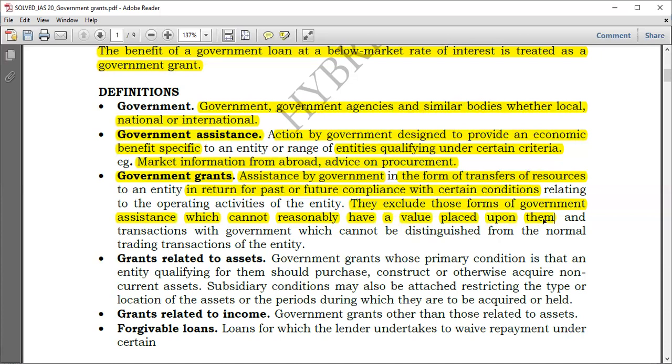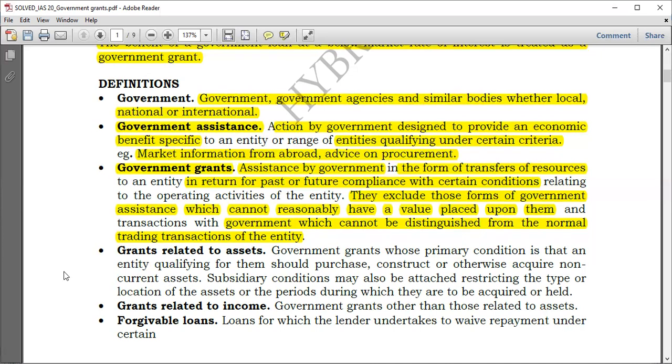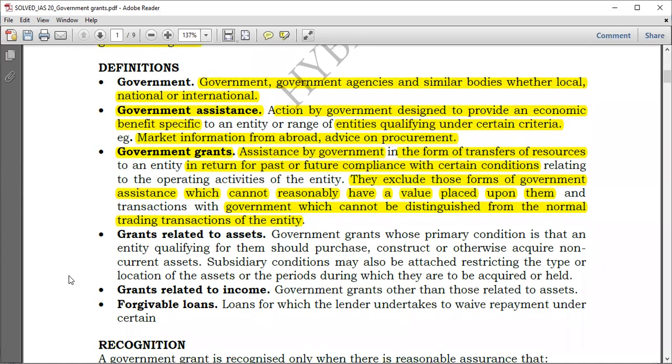And so we're told that if the value cannot be placed on them, and the transaction with the government cannot be distinguished from normal trading transactions of the entity, this too is obvious. You are making transactions with the government, but you cannot distinguish them from the normal operations. So to say that it's a government grant is difficult because it's like the government is involving itself then. All right. So after having seen those two definitions, you already have a glimpse of what to expect. Now, maybe we'll see this later, but let's just go through this definition too, because that's what we'll be taking a look at.